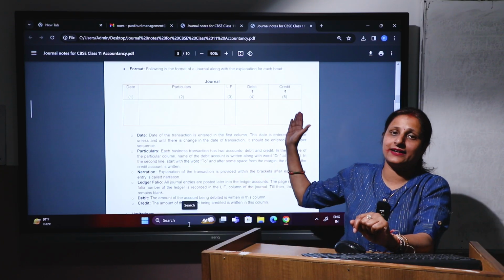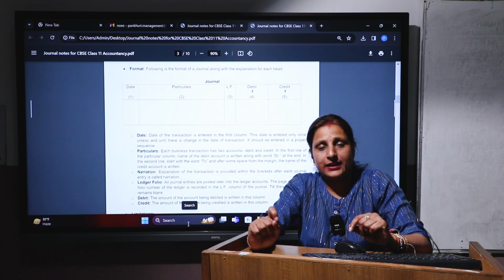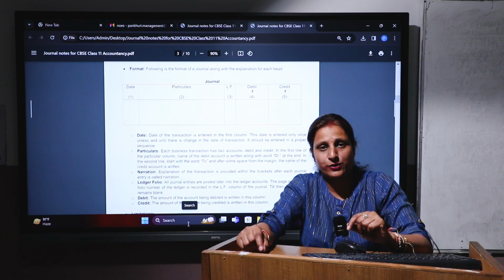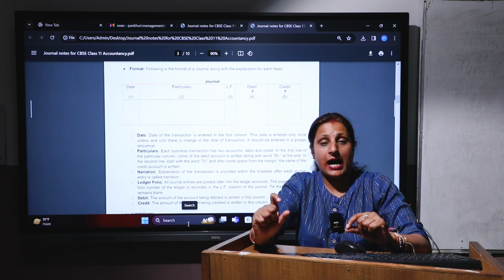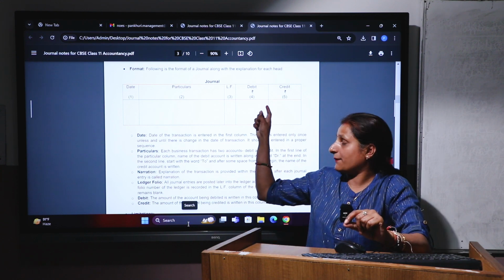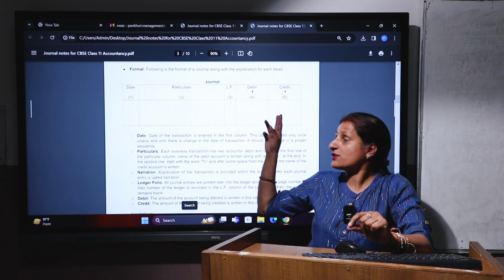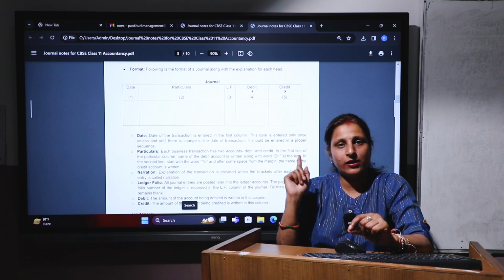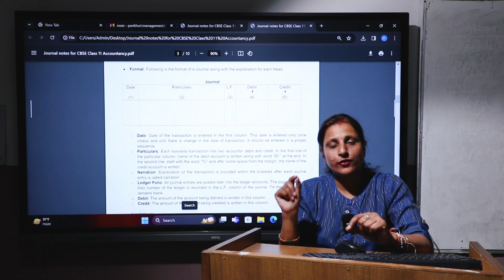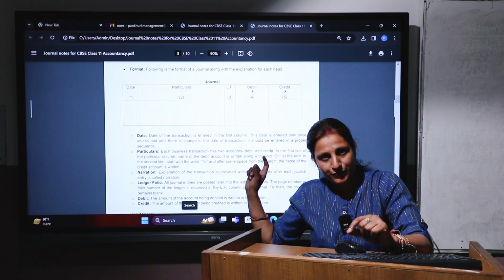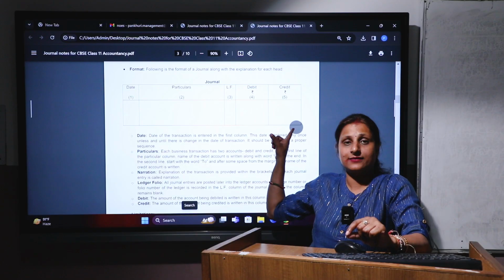The next columns are debit and credit. As I have told you, in the entry of cash account debit to capital account, cash account has the debit. The amount of the debit account will come in the debit side and the amount of the credit account will come in the credit side. These two are the amount columns, amount debit and amount credit. The amounts of all the accounts that you debit will come in the debit side, and the amounts of all the accounts that you credit in the journal entry will come in the credit side.